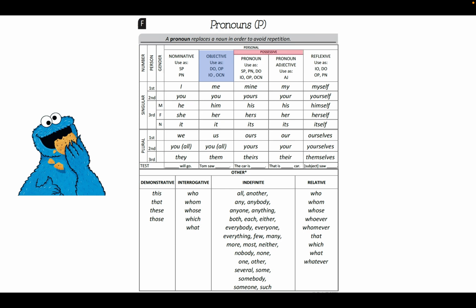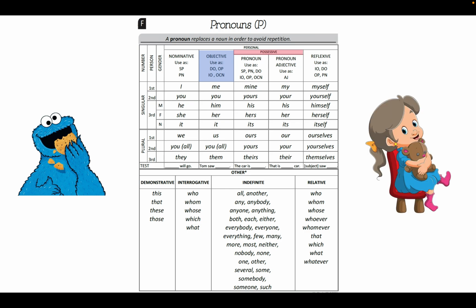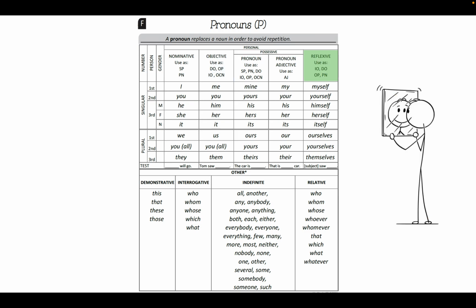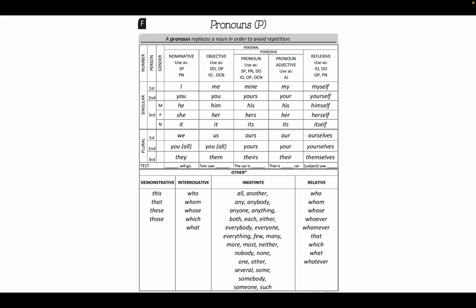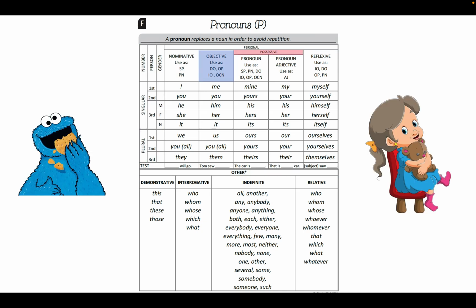And the next one is the possessive. So what does it mean if you possess something? That's right, you own it. So we have two different types of possessive pronouns that show ownership or possession. Okay, so they are in columns 3 and 4 on chart F.